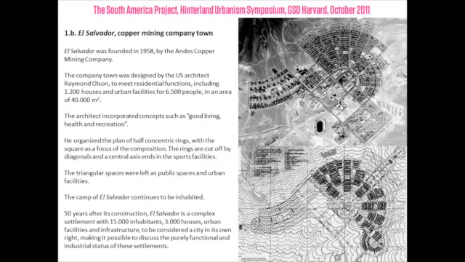The architect incorporated concepts such as good living, health, and recreation. He organized the plan of half concentric rings. Here we can see the plan, half concentric rings, with a square as the focus of the composition. The rings are cut off by diagonals, and a central axis ends in the sports facilities here.